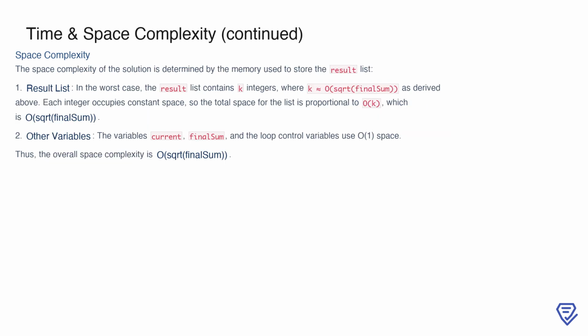Now, for the space complexity, we consider the memory used by the solution. The primary contributor is the result list, which stores the even integers that sum up to the input final sum. In the worst case, the list contains k integers, where k is proportional to O(sqrt(final sum)), as derived earlier. Each integer occupies constant space, so the total memory usage for the list is O(sqrt(final sum)). Beyond this, the other variables such as current, final sum, and the loop controls occupy only constant space, or O(1). Therefore, the overall space complexity of the solution is also O(sqrt(final sum)).